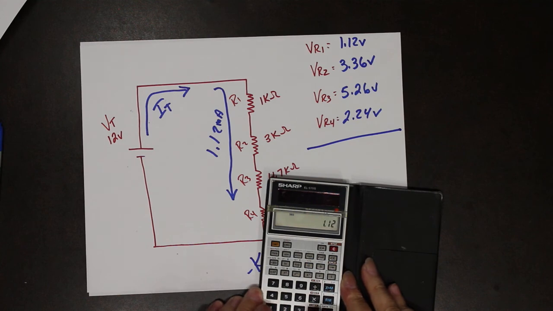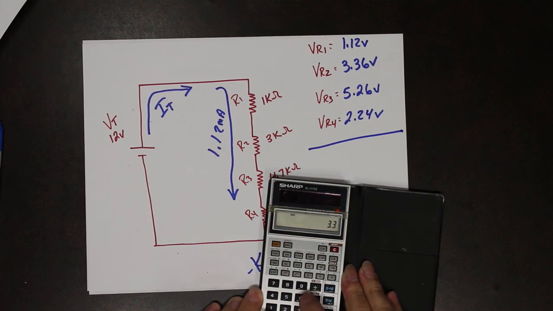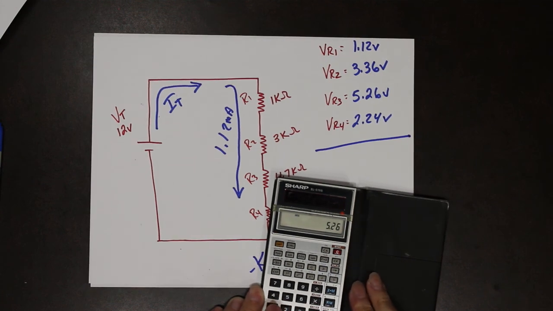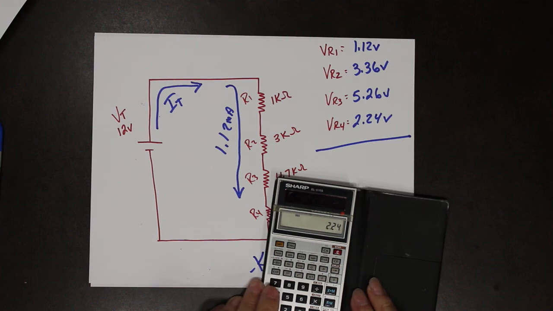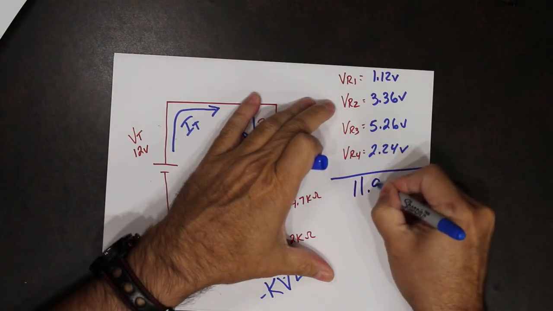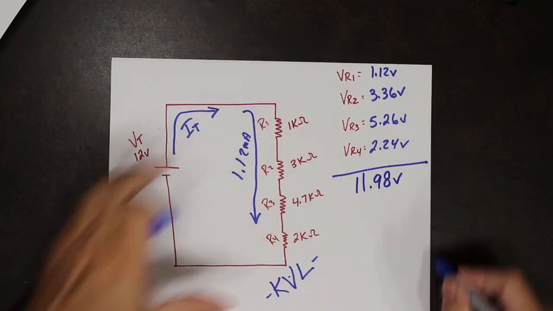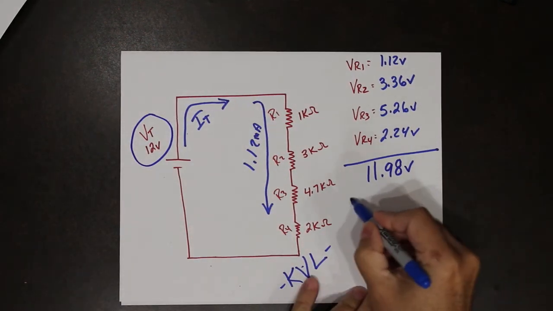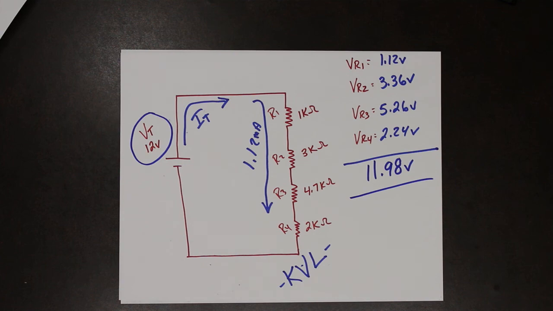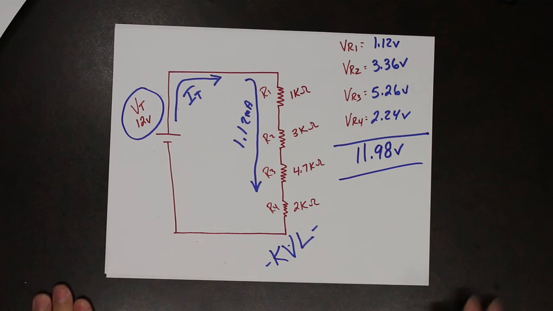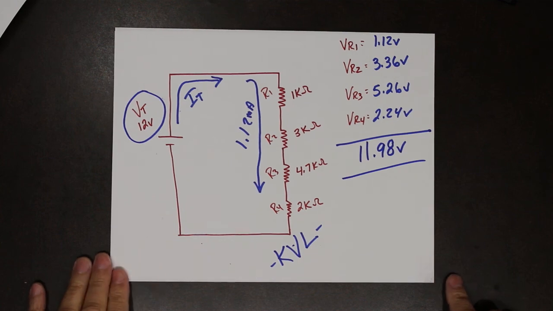1.12 plus 3.36 plus 5.26 plus 2.24 equals 11.98 volts. Our supply was 12 volts. So taking into account any kind of rounding error, those are the correct values for the voltage drops across those resistors in a series circuit.